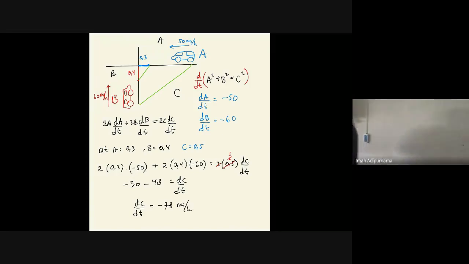Notice that if you just make it positive, it will be positive, but the same number, right? So meaning it's 78 miles per hour. But don't worry about this negative part, okay? This just means that the C will be shorter as it's getting closer to the intersection. But if you want to write this as a positive, it's also okay.